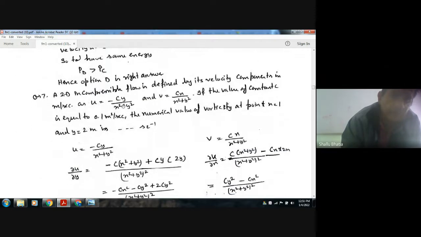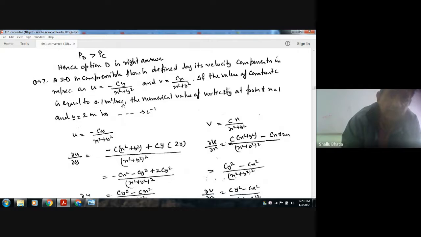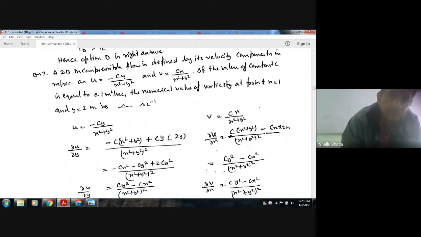Next, a 2D incompressible flow is defined by its velocity components in meters per second as u is equal to minus cy divided by x square plus y square, and v is equal to cx divided by x square plus y square. If the value of constant c is equal to 0.1 meter square per second, the numerical value of vorticity at point x is equal to 1 and y is equal to 2 meters is dash per second.